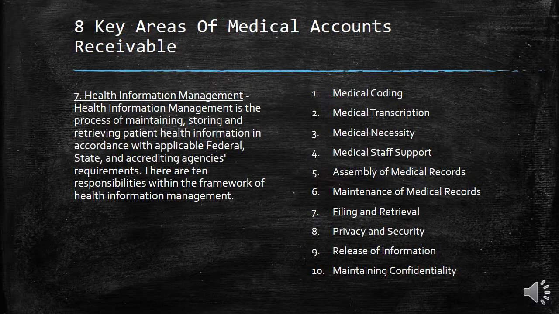Number 7, health information management. Health information management is the process of maintaining, storing, and retrieving patient health information in accordance with acceptable federal, state, and accrediting agencies' requirements. There are 10 responsibilities within the framework of health information management.